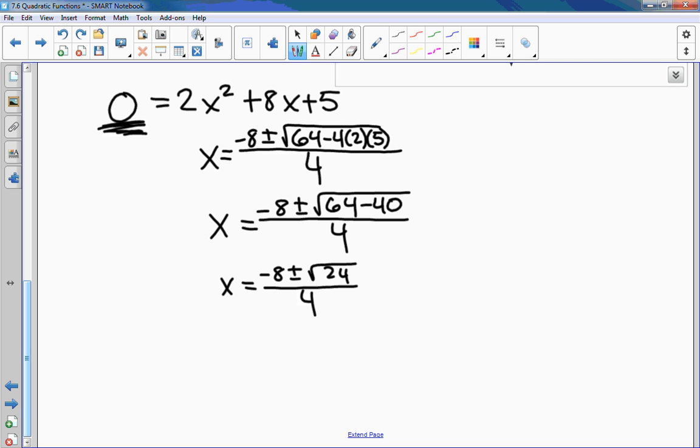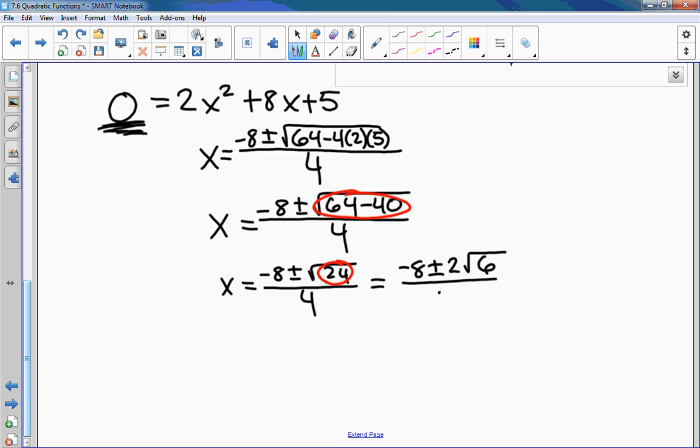Now if we would have looked at the discriminant, shout out to 7.3, 64 minus 40 would be the discriminant. So 24 is the discriminant. And if our sharp minds remembered, since the discriminant is positive, I'm going to have 2 real answers. But since 24 is not a perfect square, I'm going to have 2 irrational answers.